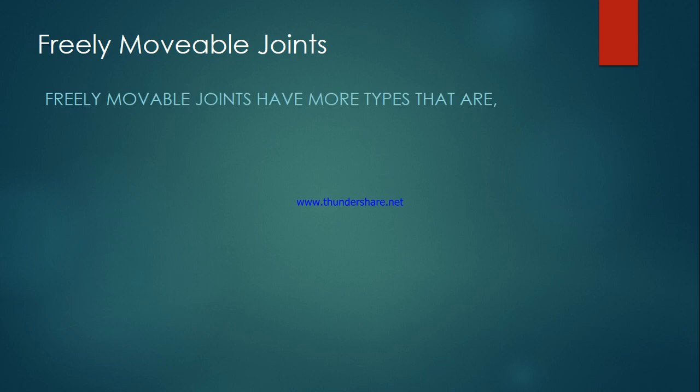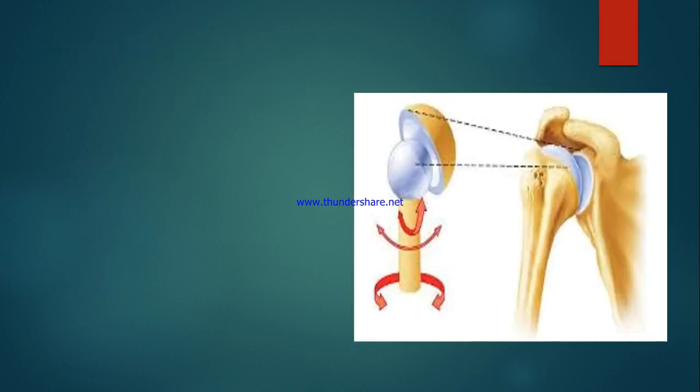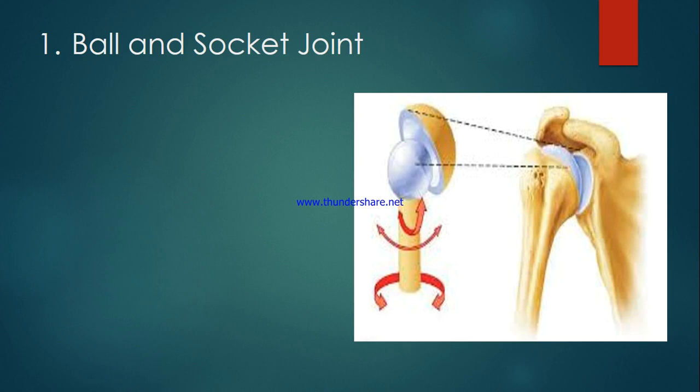Freely movable joints have more types that are: number 1, ball and socket joint; 2, hinge joint; 3, pivot joint; 4, gliding joint; and 5th, sliding joint. Now we will discuss all of the parts of freely movable joints in detail. The first part which we will discuss in detail is number 1, the ball and socket joint.